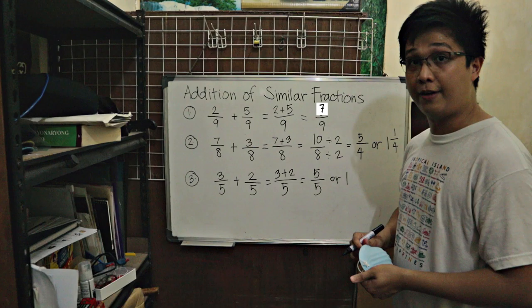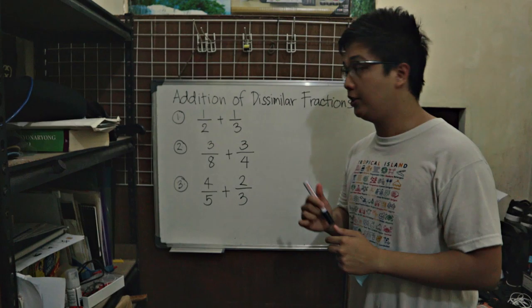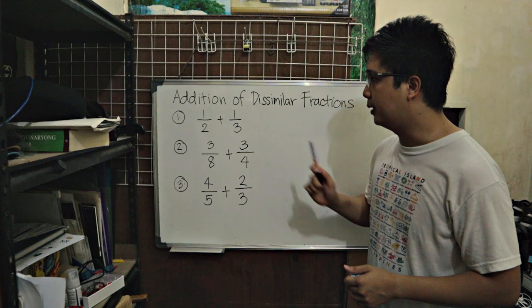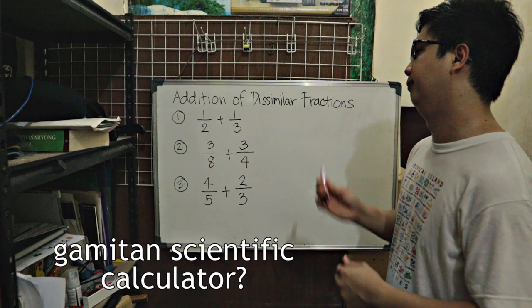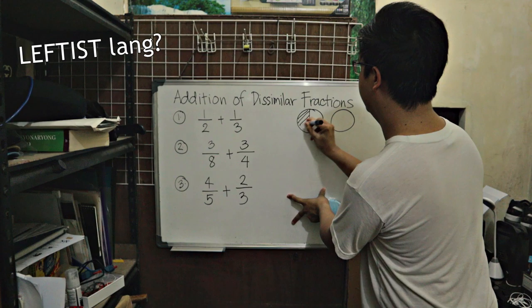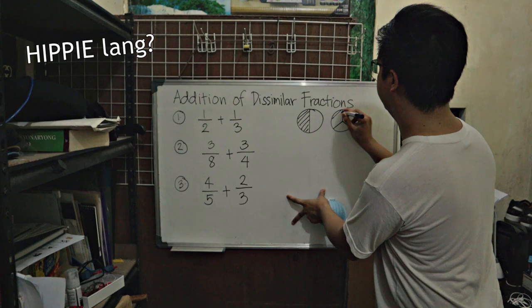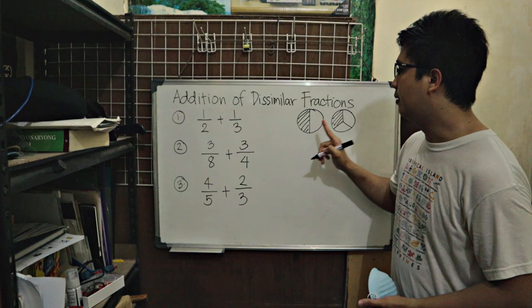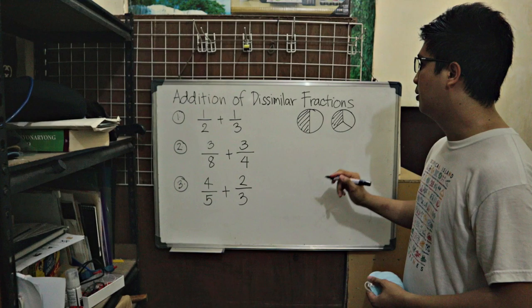Alright. Next, addition of dissimilar fractions. When we say dissimilar fractions, they are fractions that have different denominators. So let's have 1/2 plus 1/3. What do we do para ma-add ang 1/2 kag 1/3? Let's try to draw 1/2 and 1/3 first. 1/2, this part over here, and this one is 1/3. We are trying to add 1/2 and 1/3. They are dissimilar fractions because they have different denominators. In other words, the whole is divided into different equal parts. So what can we do para ma-add ang dissimilar fractions?